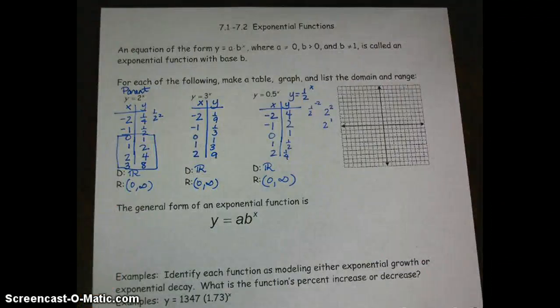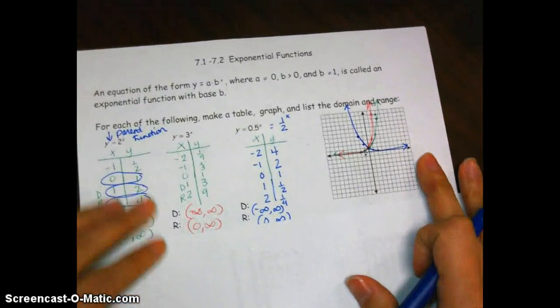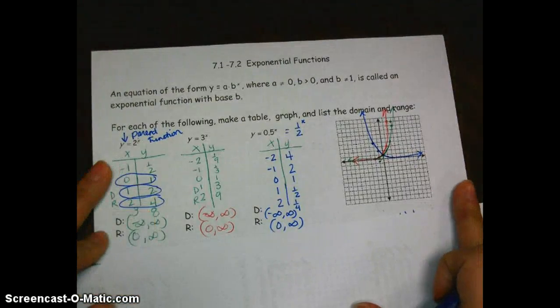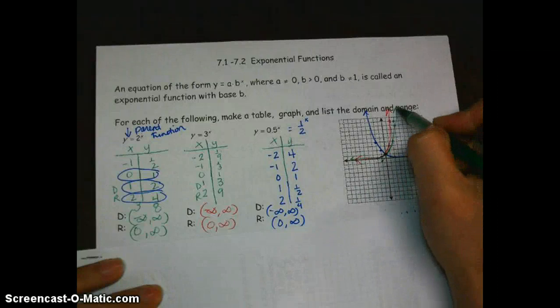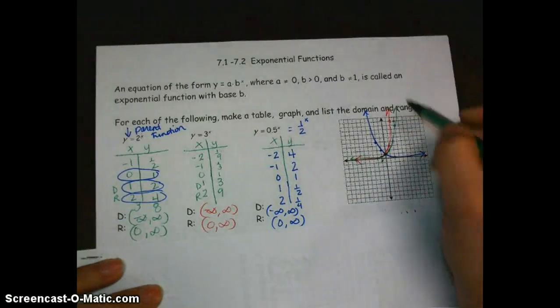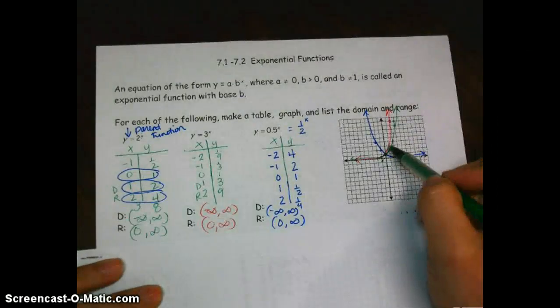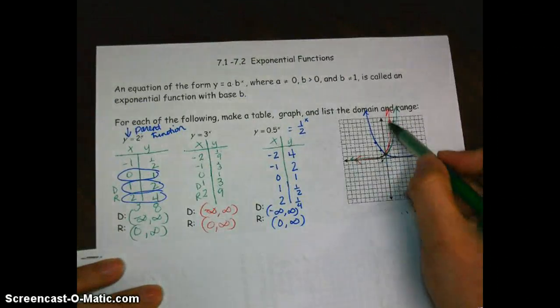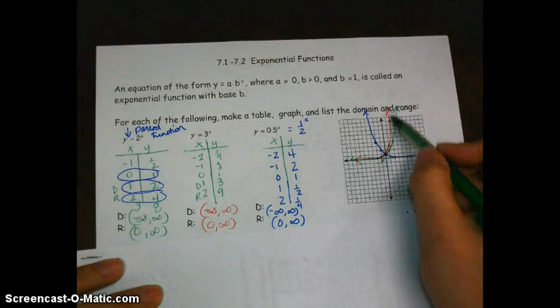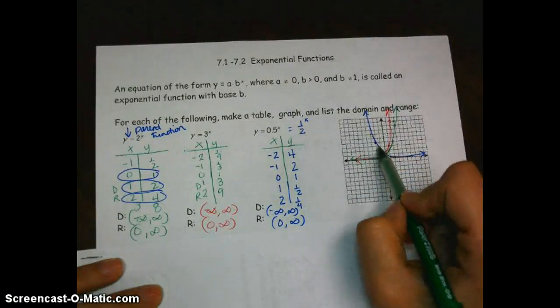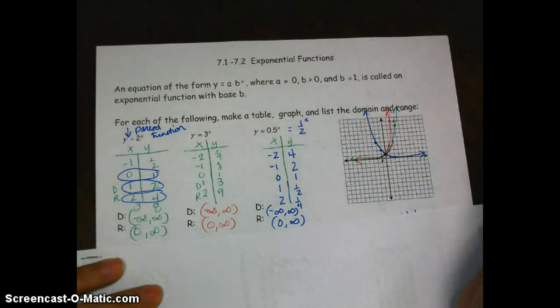Okay, so the graphs of these look like this. This is your parent function here in green. And if I change what is being raised to powers, you can see how it changes the curve. It makes it steeper. If the base is smaller, it makes the curve less steep.